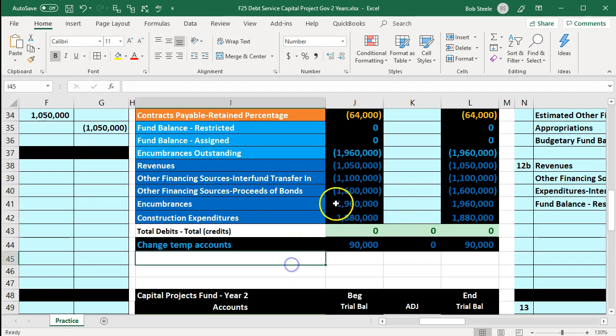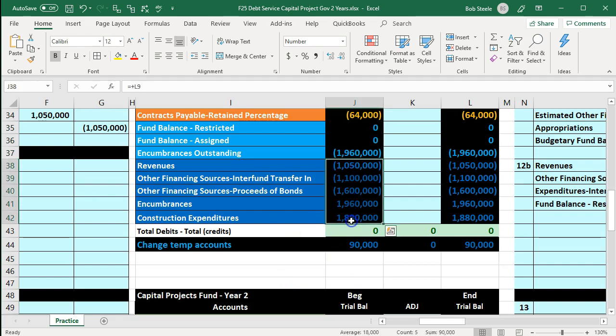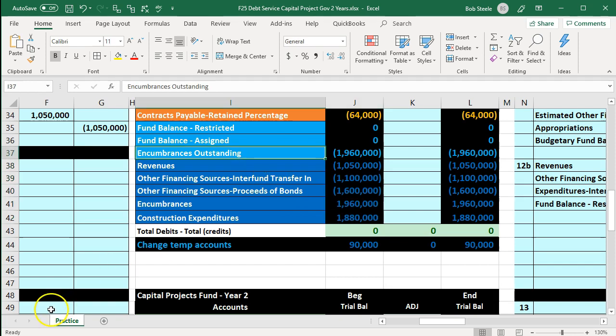Same type of activity. We're going to close out the temporary accounts, those below the light blue section, into the equity type section. Same kind of issue. We still have the budgetary account type of activity that we would need to reverse out.